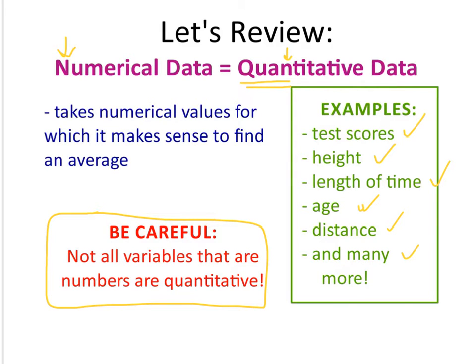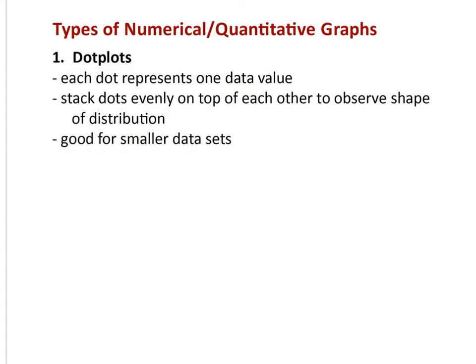So we're going to look at some today, but specifically, we're going to look at how to graph them. The first type of numerical and quantitative graph is called a dot plot. Each dot represents one data value, and we stack dots evenly on top of each other to observe the shape of the distribution. The one thing about dot plots is they're good for smaller sets of data. If I have a large set of data, it is very difficult to make a meaningful dot plot by hand.